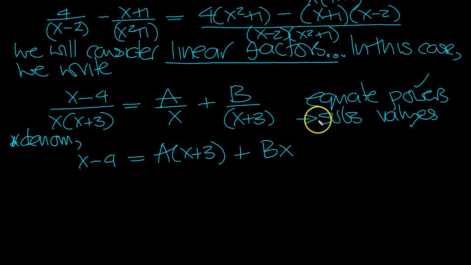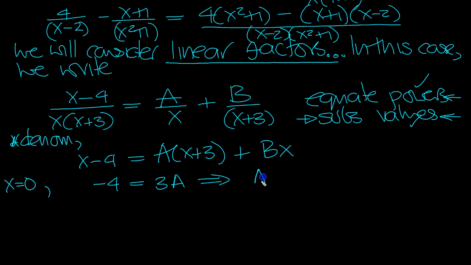Most times the preferred method is to substitute convenient values. So let's put in a convenient value. To make a disappear, we can put minus 3, can't we? To make b disappear, we'll put 0. So let's try x equals 0, which is the same as equating constants in the previous method. Put x as 0 in, we get minus 4 on this side, 3a here, and 0b, which is 0. So we can see that a is equal to minus 4/3.